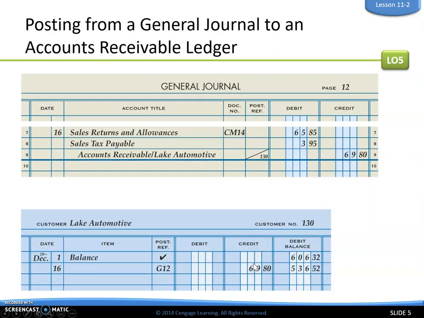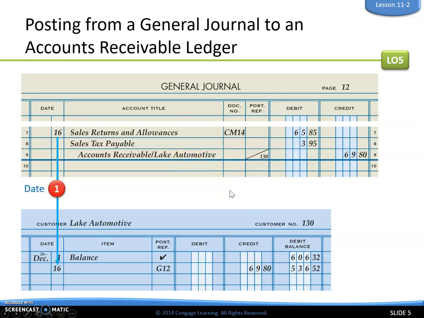So here is what they're showing us now is our posting, posting from a general journal to an accounts receivable ledger. We should be posting to our accounts receivable ledger and then to our general ledger. That's why they're showing us here that they're only posting this credit to Lake Automotive first, because that's our only accounts receivable in this transaction.